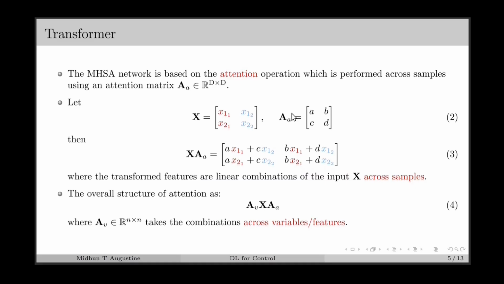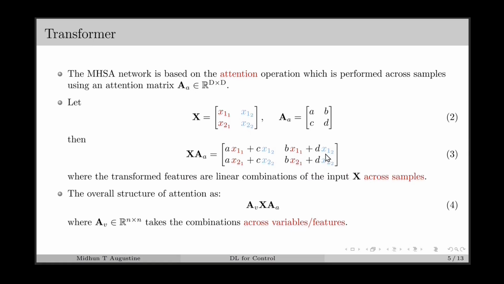When we multiply these two, we will be having x11 into A, which is this term, and then x12 into C, which is this term. And similarly, x21 into A, which is this term, and x22 into C, which is this term. Here, the feature at first sample depends on the input at both the first and second instant. Similarly, second sample of the feature vector depends on both the samples at the first and second instance.